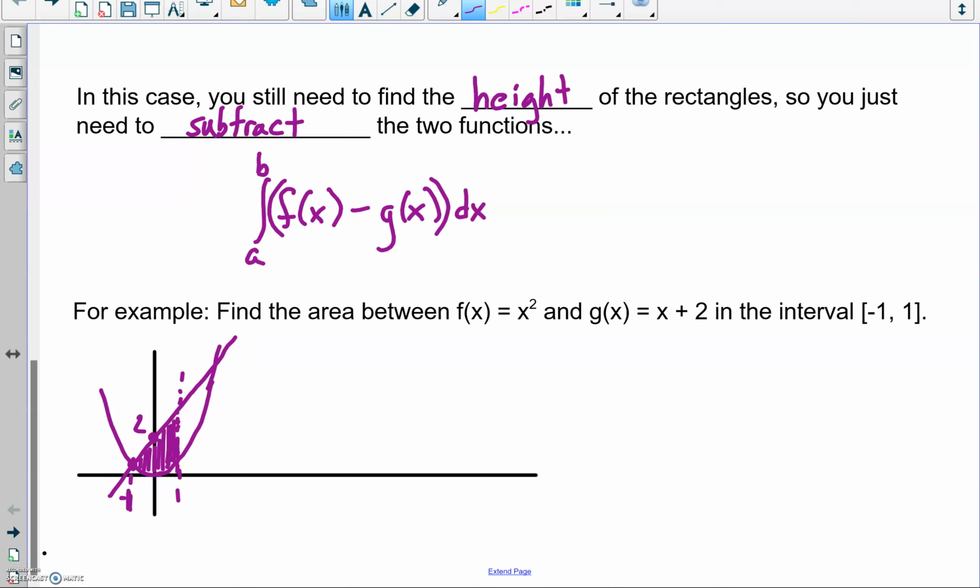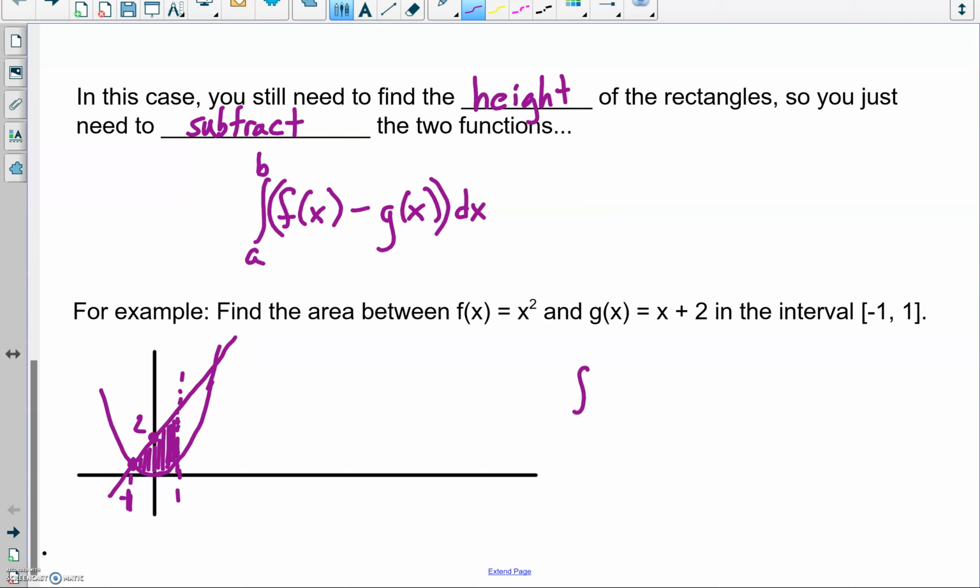And in this case then, you can see that the x plus 2, the line, is actually above the x squared in the entirety of that region, -1 to 1. So that means that even though I got an f of x and g of x, it's going to be a different order than what I wrote up above. And this is okay. You just got to make sure that you're subtracting in the right order.